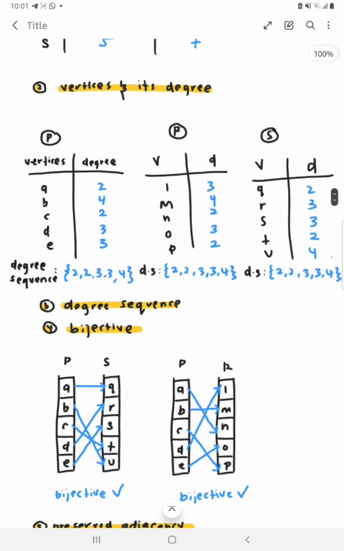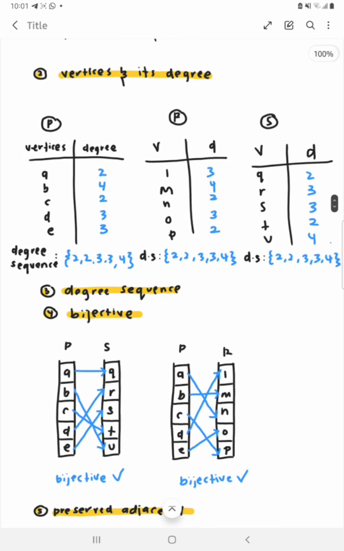And then for step 3, we must find their degree sequence. We must write the degree sequence of each graph. Okay, the degree sequence is basically you just copy the degrees from the previous step, but you must put them in sequence, like the name, degree sequence, right? So 2, 2, 3, 3, 4. Because here it's 3, 4, 2, 3, 2, so it must be in sequence: 2, 2, 3, 3, 4.